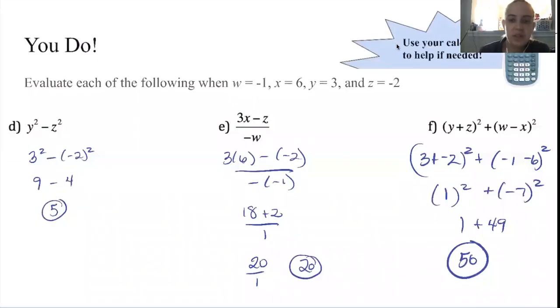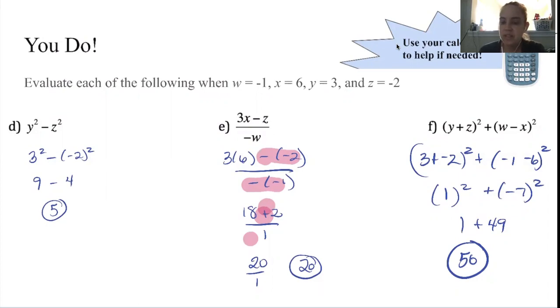Some you do solutions. For letter D, I substituted the 3 and the -2. So I've got 9 minus 4 is 5. For letter E, I've got 3 times 6 minus a -2. Again, you just want to watch out right here for this minus a negative, and that becomes a +2. So I've got 18 plus 2 divided by 1. Same thing happened on the bottom. Minus a negative is a +1. So we have +20.